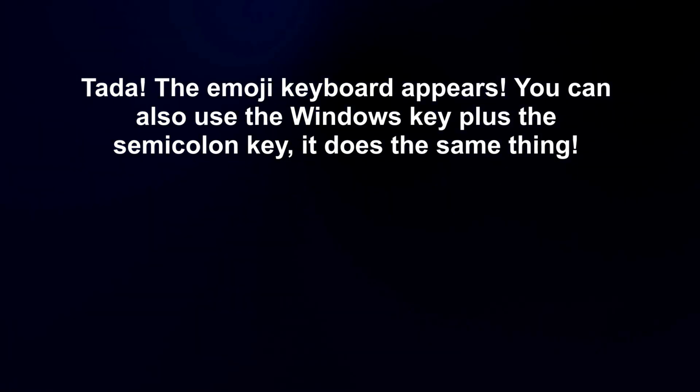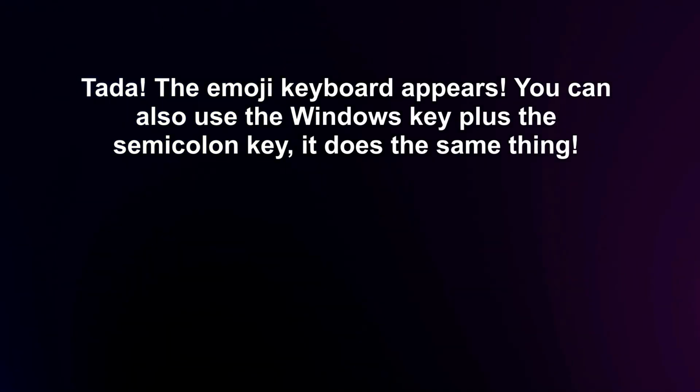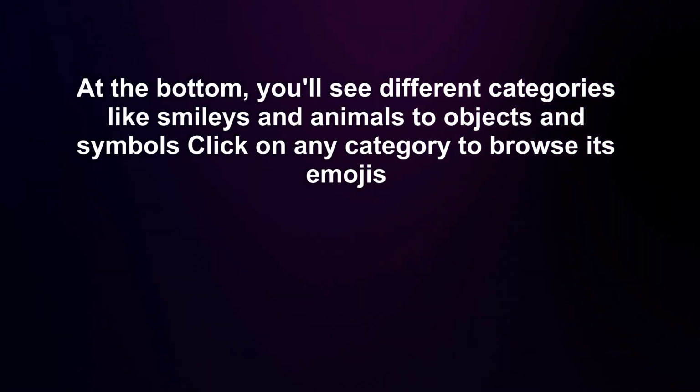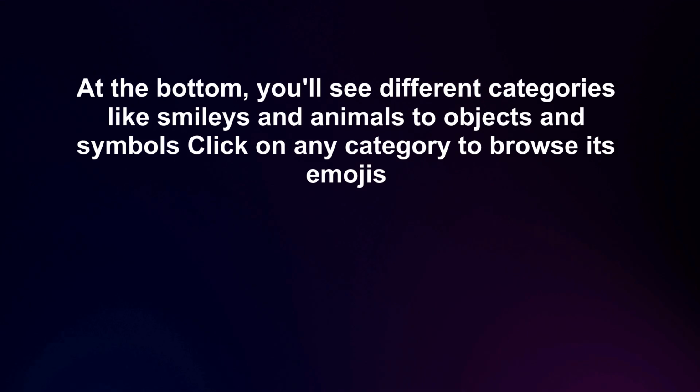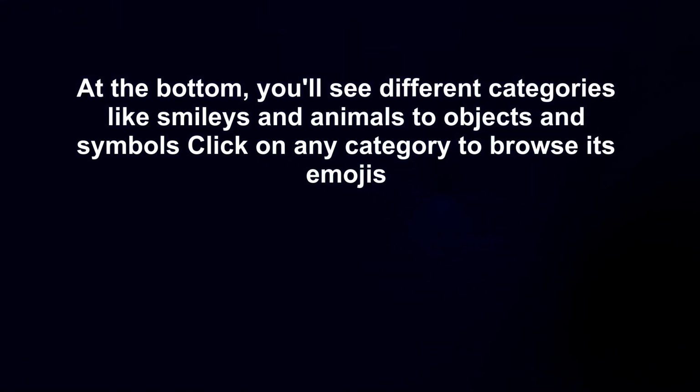You can also use the Windows key plus the semicolon key. It does the same thing. At the bottom, you'll see different categories like smileys and animals to objects and symbols. Click on any category to browse its emojis.